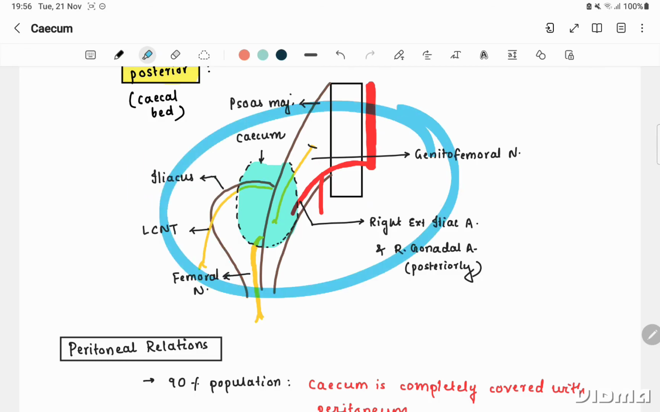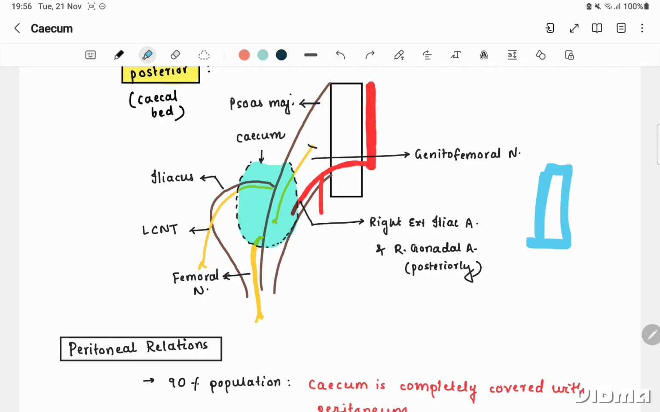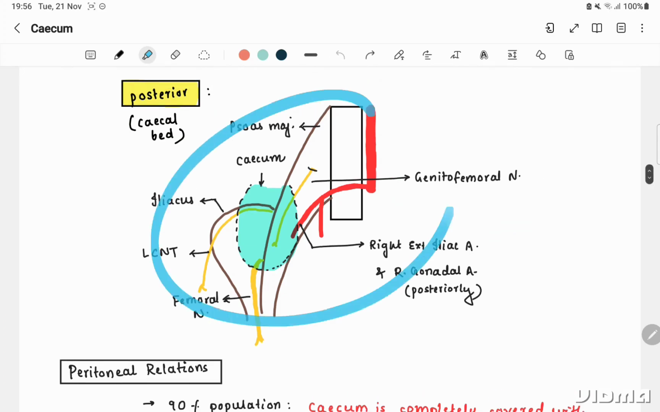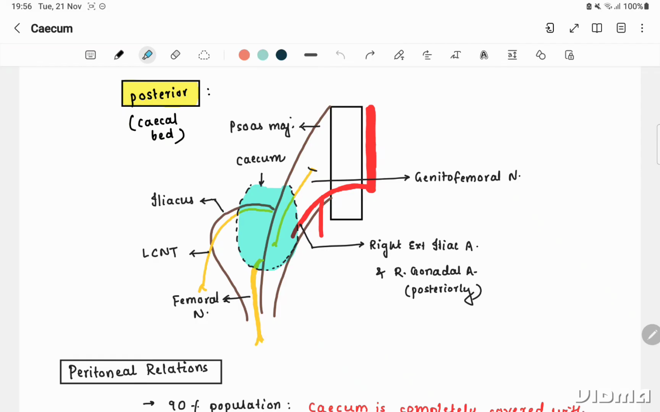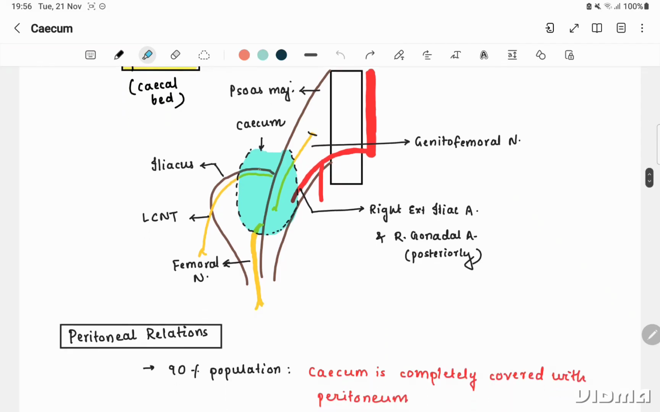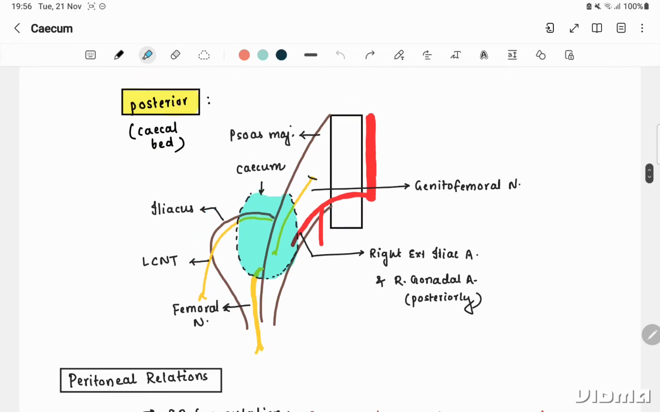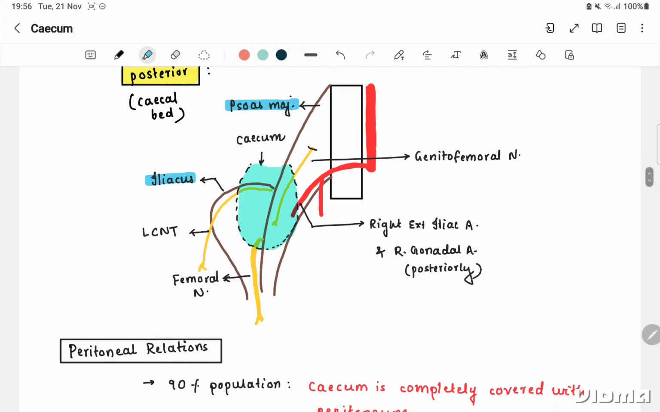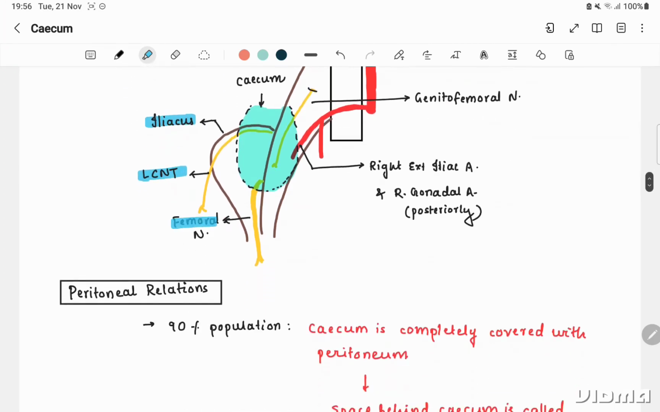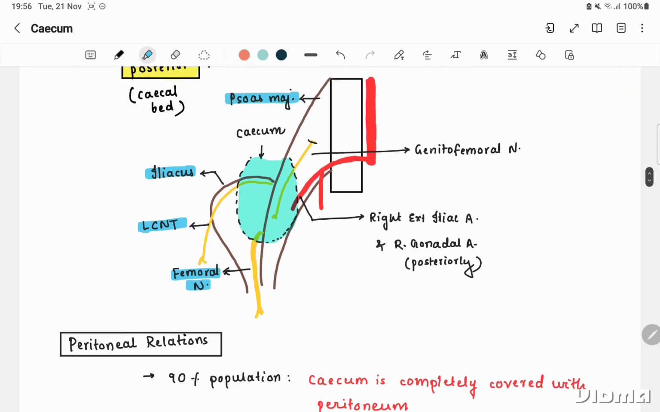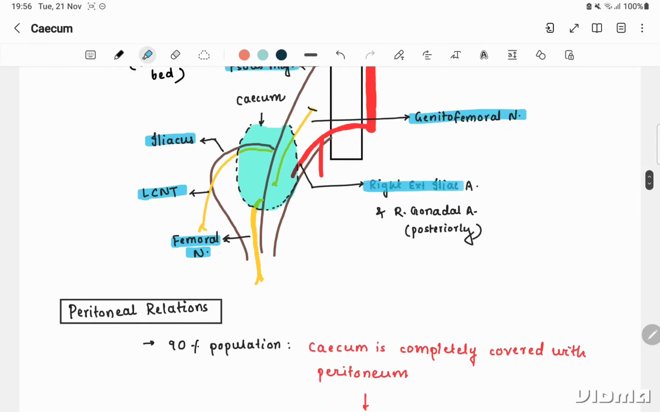Do you remember the structures we discussed, the muscles, and in the lumbar plexus, how the nerves and all were piercing the muscles and going on. Then we have the lateral cutaneous nerve of thigh and the femoral nerve. These all are forming a cecal bed. So we have part of the psoas major muscle, the iliacus, the lateral cutaneous nerve of thigh, the femoral nerve, and the genitofemoral nerve, and the right external iliac artery and the right gonadal artery, which are forming your cecal bed.